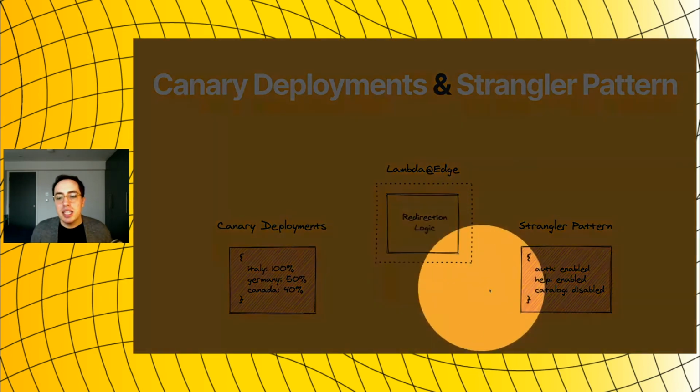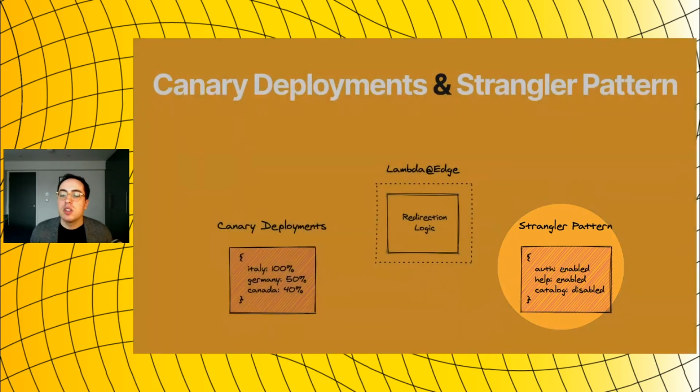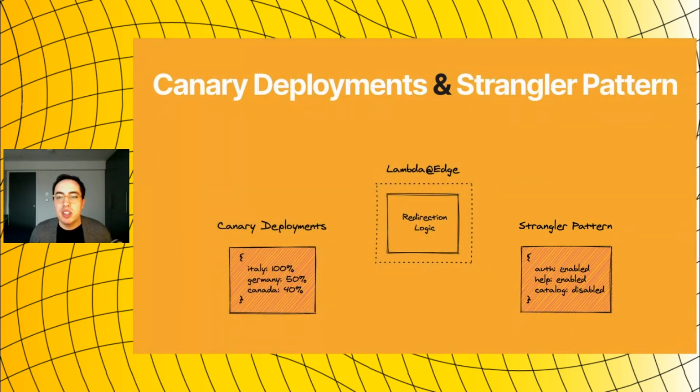And on the right-hand side, we have the strangler pattern when we work more at domain level. So are all the sign in and sign up pages ready to go? Yes, let's enable that. Let's route the traffic there. Are the help pages ready? Yes. Is catalog ready? Not yet. Let's keep the redirection to 1.0, to the monolith, up and running until the team responsible for that is ready. Again, autonomy and independence. So we're going to see how to work with the canary deployment, but the strangler pattern follows a very similar concept.